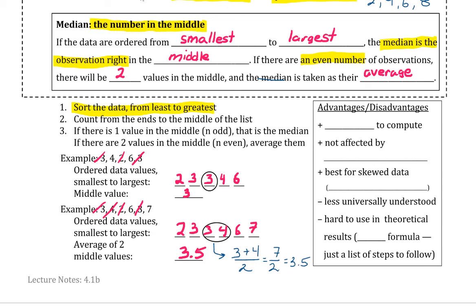Now, there are some advantages and disadvantages that we would like to think about when looking at the median. First, it is easy to compute. It is also not affected by outliers. It is best for data that is skewed. This means that it is a resistant statistic. It is because it's not affected by extreme values in our data. Disadvantages of the median is that it's less universally understood, and it's hard to use in theoretical results because there are no formulas. There's just a list of steps we use to calculate the median.